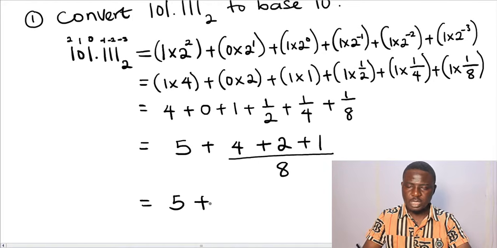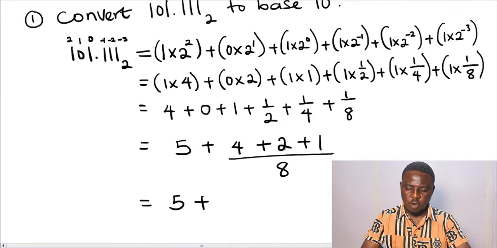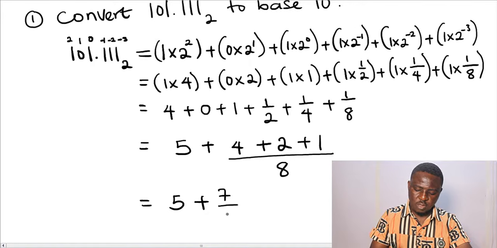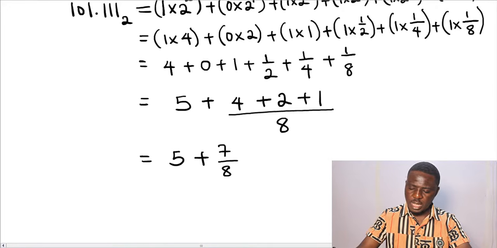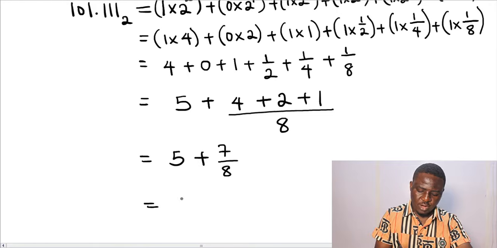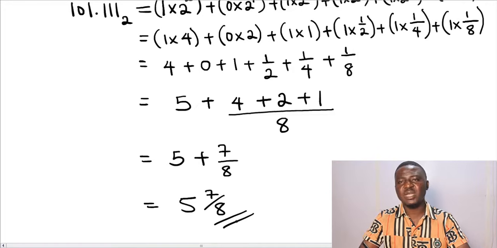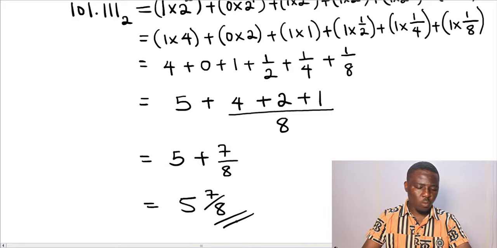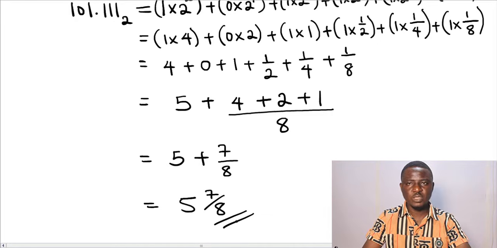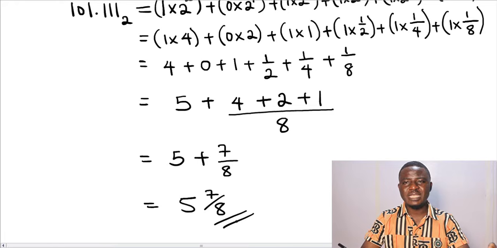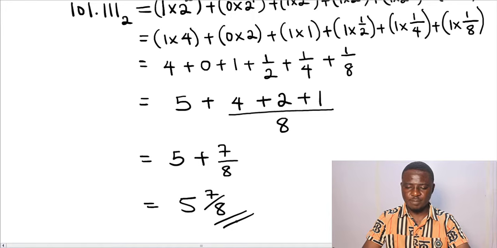Now sum up the numerators. This becomes 4 plus 2 is 6 plus 1 is 7, all divided by 8. And when you simplify this further, your answer becomes 5 whole number 7 over 8. By this, I have been able to convert 101.111 base 2 to base 10. So this is the way to convert numbers involving fractions from other bases to base 10.